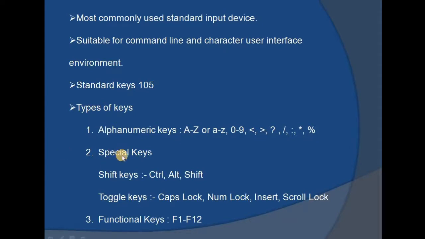Then in the second part we have some special keys, which can be segregated again into two types. The first is shift keys and toggle keys. The control button, alt and shift are called the shift keys. Then we have toggle keys, that is caps lock, num lock, insert and scroll lock. All these are the toggle keys. And then we have the function keys F1 to F12.